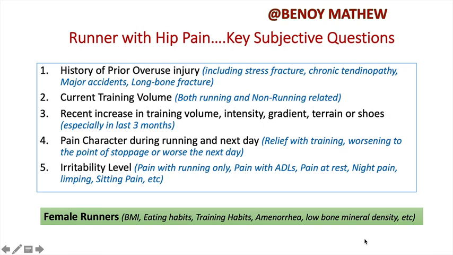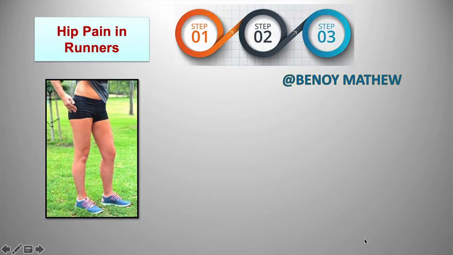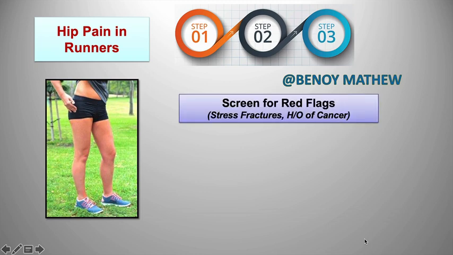Now, to simplify it clinically, we can put this into 3 simple groups. I follow a 3-step process when I see somebody with hip pain in runners in the clinic. First, we don't want to miss red flags. I recently wrote a blog for Physiotutors where I go through how not to miss stress fractures around the hip and groin region, especially in a female runner.